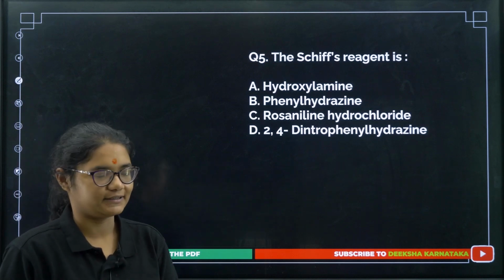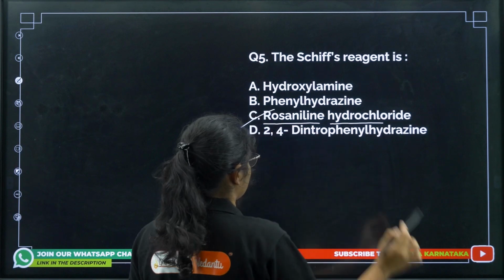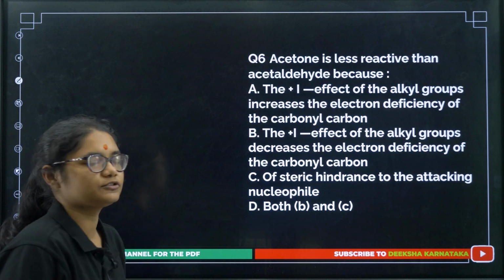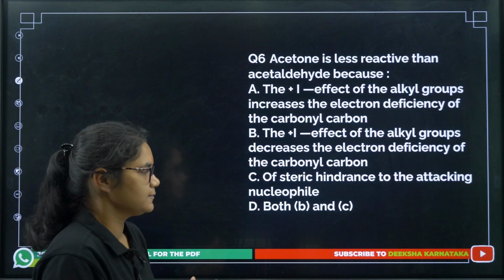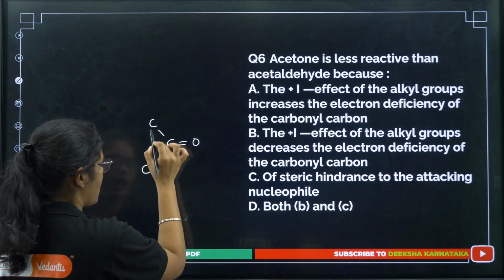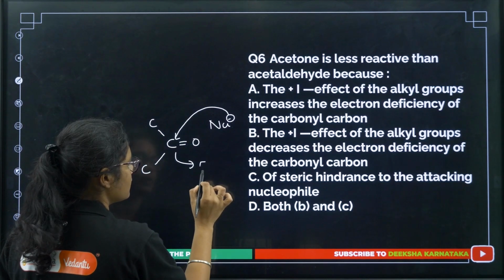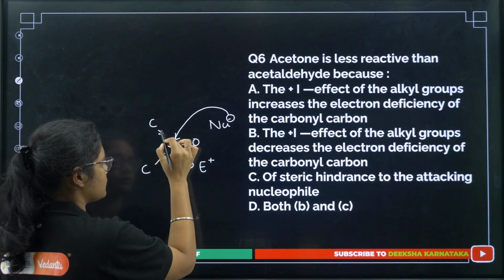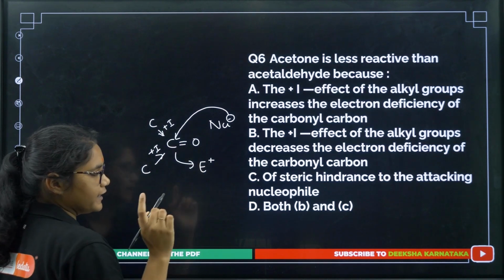Next, Schiff's reagent is, so you should know that Schiff's reagent is nothing but rosaniline hydrochloride. Next, acetone is less reactive than aldehydes because, so generally we know that ketones are less reactive than aldehydes. Now this is because of 2 reasons. When you have a ketone group, R groups are present. Now when a nucleophile wants to react here, this carbon should be more electrophilic. Now due to these 2 carbon groups, they have a plus I effect, so they donate the electrons here and reduce the electrophilicity.